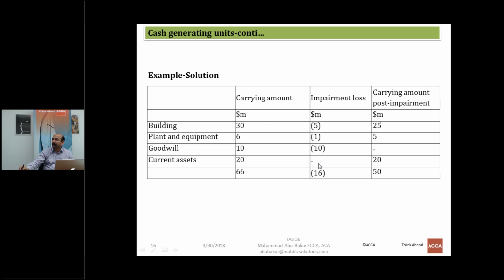No amount will be allocated to the current assets. First of all, we will allocate the impairment loss to the goodwill, and the goodwill becomes 0. The remaining 6 is allocated between these two assets on a pro rata basis. So after allocation of impairment, this is the carrying value of the assets.